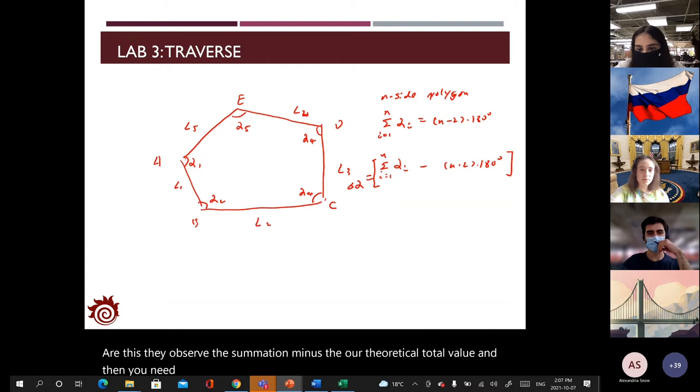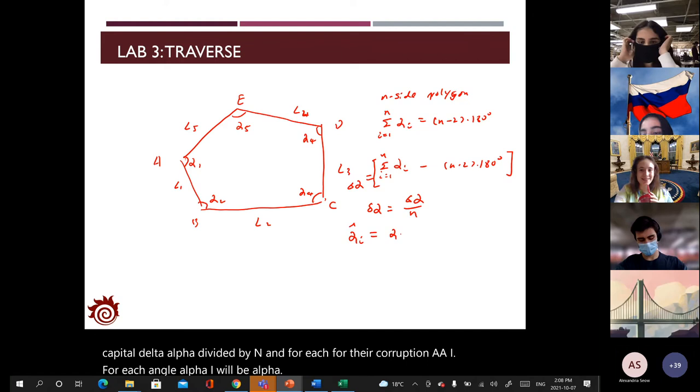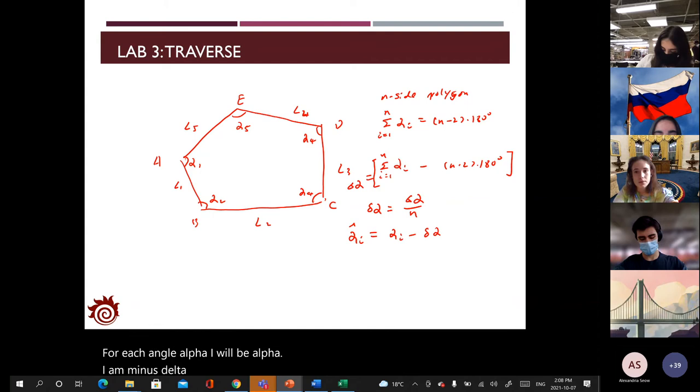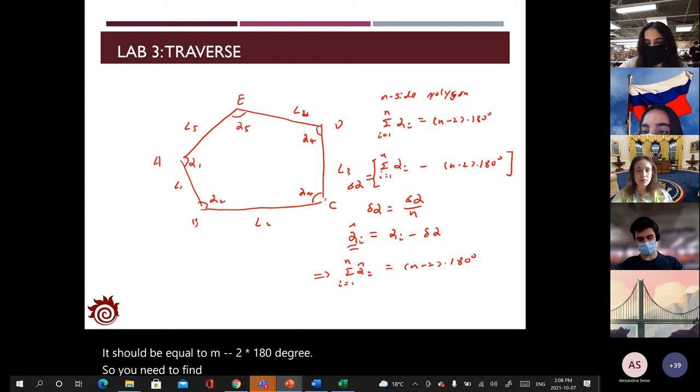So the delta alpha for each angle will be the capital delta alpha divided by n, and for the correction, each corrected alpha i will be alpha i minus delta alpha. So with that, you have the correction. And by doing this, if you sum all the corrected angles, it should be equal to n minus 2 times 180 degrees. So you need to find out the corrected angle for each one you measured in the traverse lab.